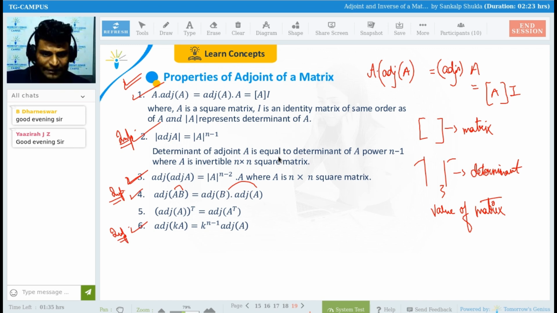If any number is multiplied with a matrix inside the adjoint, it can be taken out as common, but its power will be n minus 1, and n is the order of the square matrix. For example, 3 cross 3, n is 3. 4 cross 4, n is 4. So these are some important properties that you have to note down, because we will be solving some questions directly based on this. Have you guys noted each and every property? Fine, I'll wait.